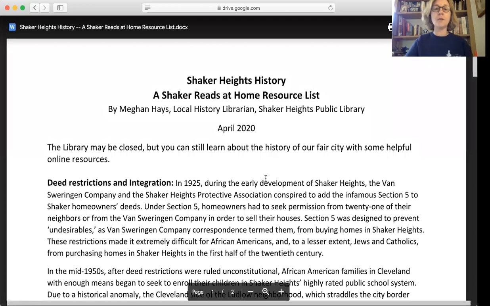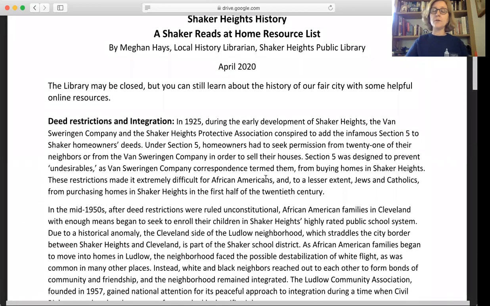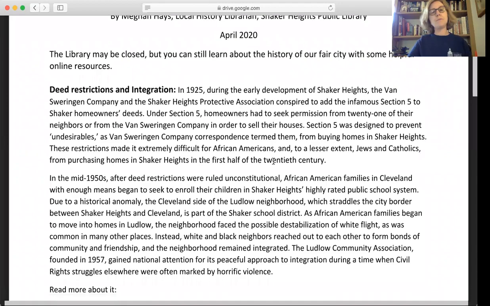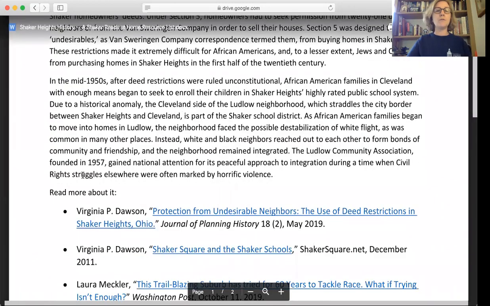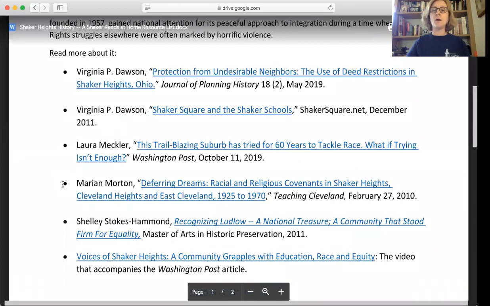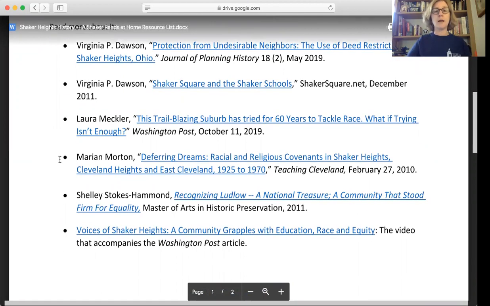The first question that I get a lot is people wanting to know more about deed restrictions and the integration of Shaker Heights. I've given you a little background on both of these topics, and then I've turned you over to the experts. There are several articles here I recommend, and most of them are readily available either on our website or on other websites. The only one here that might be a little trickier is on the Washington Post website, but I believe even if you don't have subscriptions, they give you free views, so that should work out.